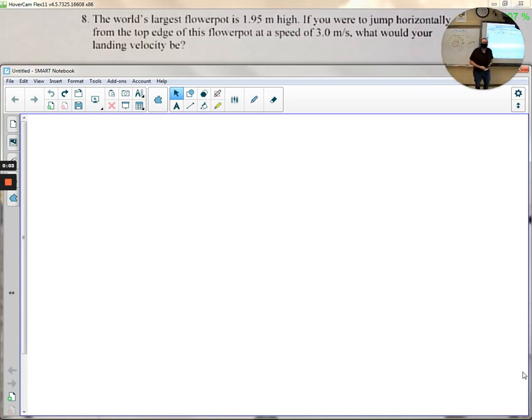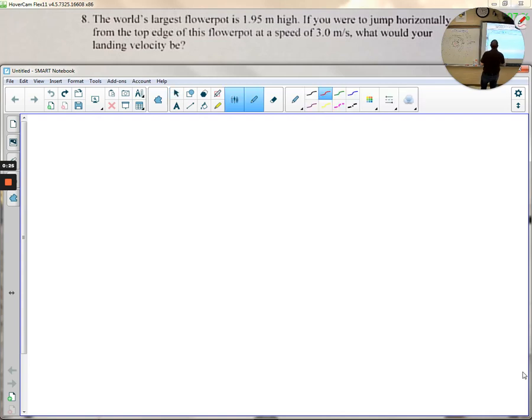Okay, we're going to do the best we can to try and work out a couple projectile motion problems. We're going to start by looking at number 8 on the first page that we got the other day. World's largest flower pot is 1.95 meters high. So if you were to jump horizontally from the top edge of this flower pot at a speed of 3 meters per second, what would your landing velocity be?